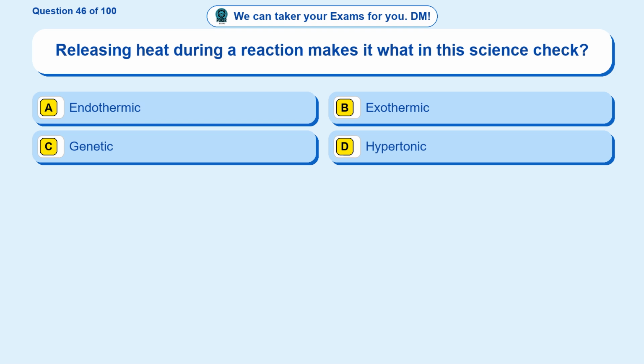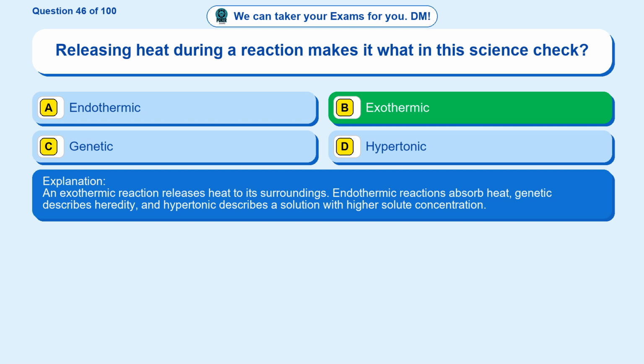Question 46. Releasing heat during a reaction makes it what in this science check? Option A, endothermic. Option B, exothermic. Option C, genetic. Option D, hypertonic. The correct answer is option B, exothermic. An exothermic reaction releases heat to its surroundings. Endothermic reactions absorb heat, genetic describes heredity, and hypertonic describes a solution with higher solute concentration.